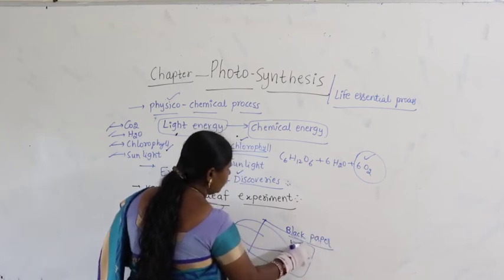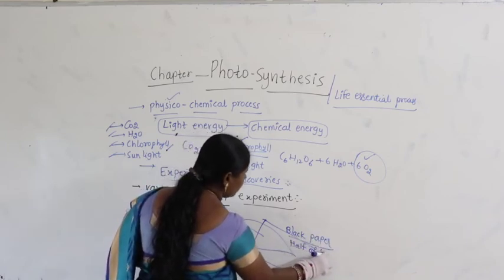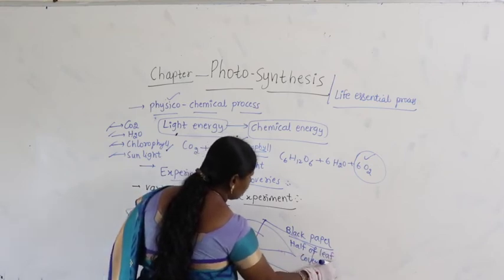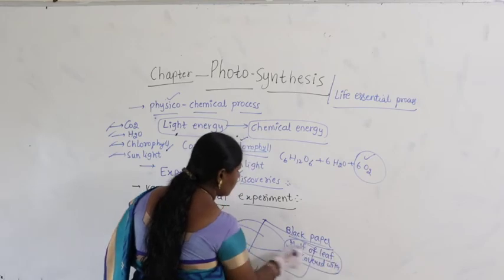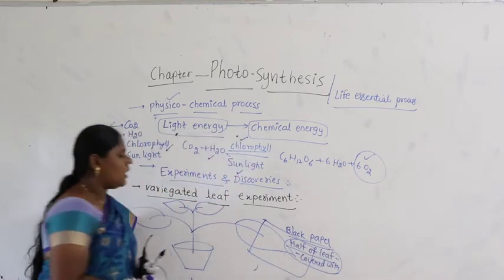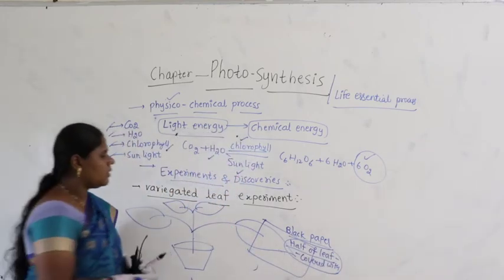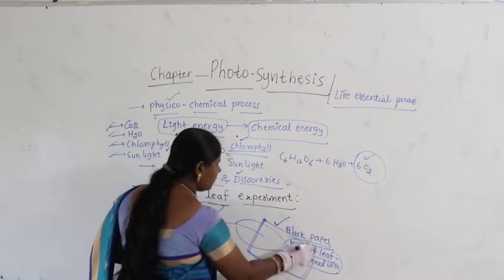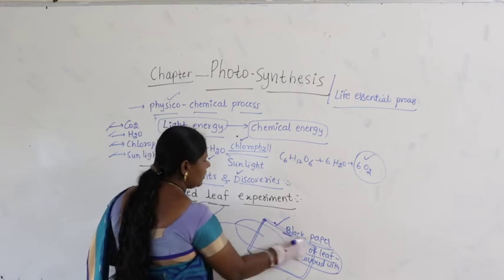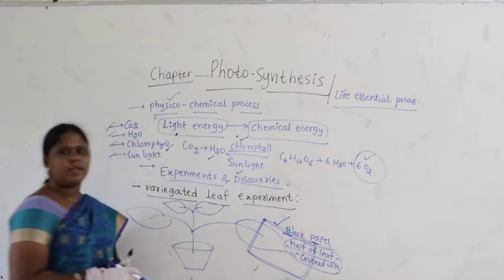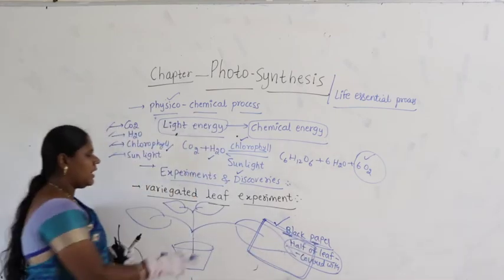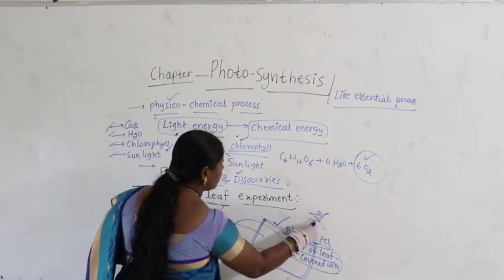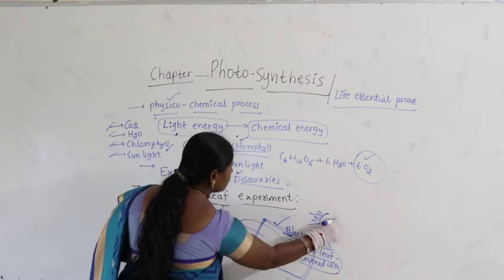Half of the leaf covered with black paper. So half of the leaf here is covered with a black paper, that means completely closed, and half of the leaf is exposed to sunlight. Here is the sunlight.